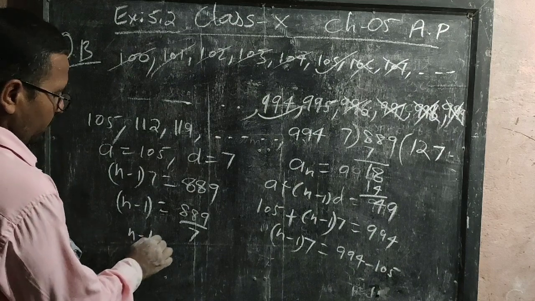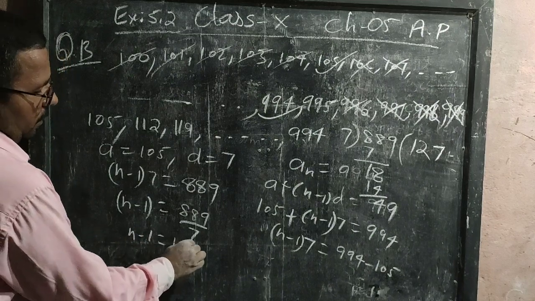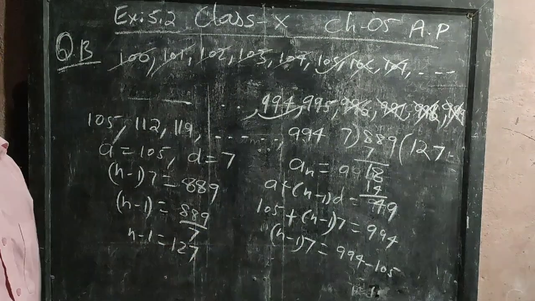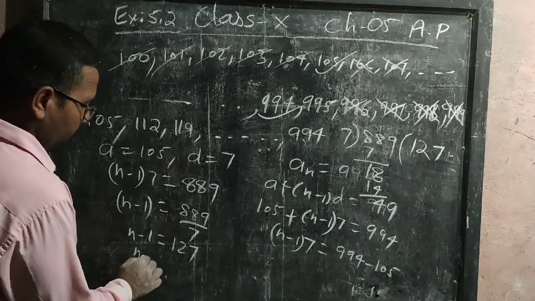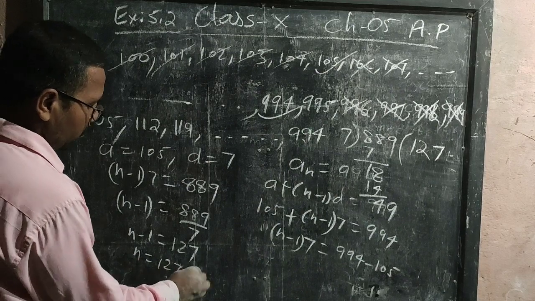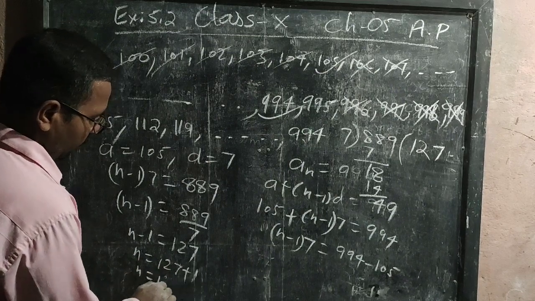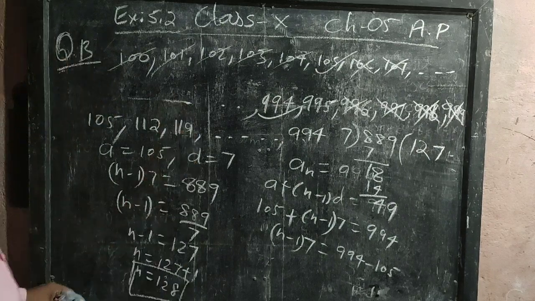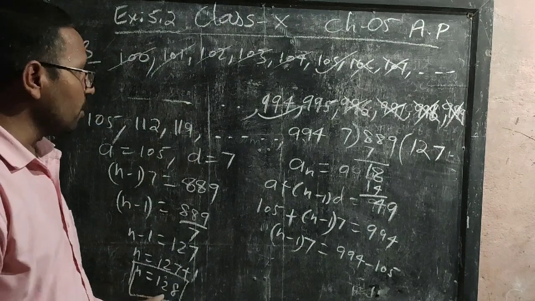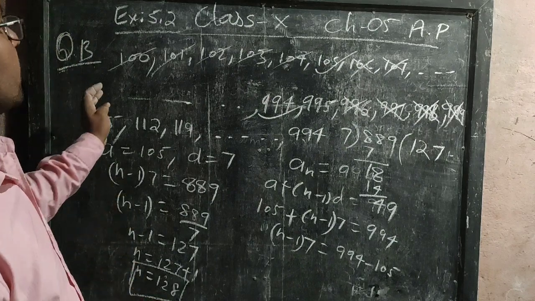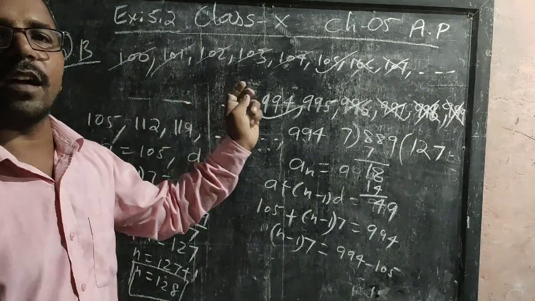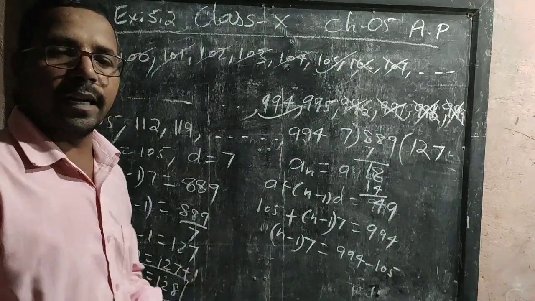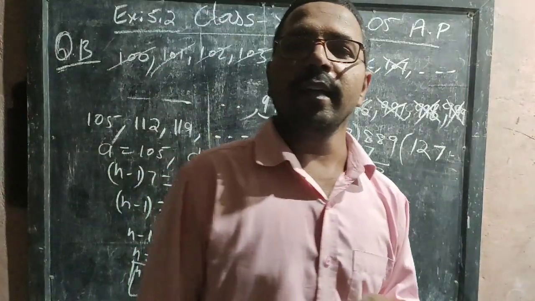So n minus 1 is equal to 127. Now minus 1 brought to the RHS side becomes plus 1. So n is equal to 127 plus 1. So you will get n equal to 128. Students, this is your answer, that is 128. The question was asking how many 3-digit numbers are divisible by 7. So 128 are the numbers which are divisible by 7.